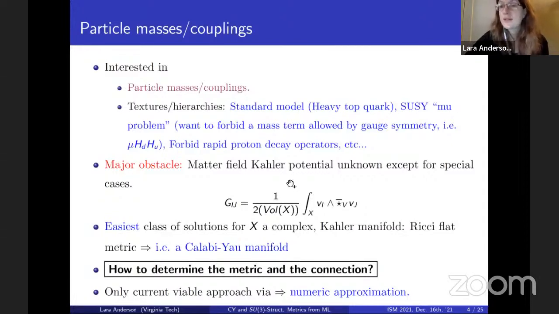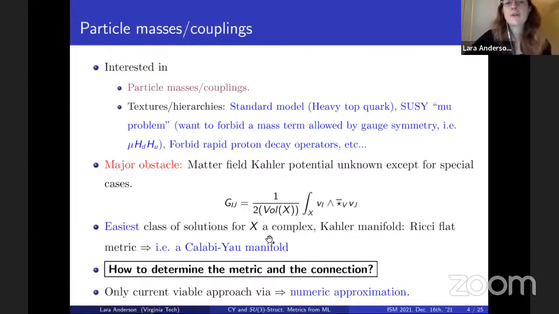So there's a bunch of questions you want to ask. And the question is, do you have the technical control to answer those questions? As I mentioned before, a major obstacle in determining that 4D potential is that the matter field Kähler potential is effectively unknown. So schematically, this takes this form. And the real problematic part is there are these bundle valued harmonic forms, and there's a gauged Hodge star that appears in this formula, again, metric dependent.